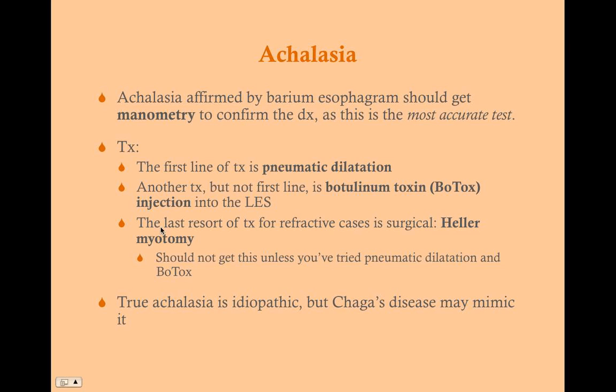The last resort, if pneumatic dilatation or Botox don't work, is a surgical technique known as a Heller myotomy, and that's where the muscle is actually cut. But we prefer not to use that because of the reflux that can come from that. So you can go the opposite way where you're getting reflux rather than not getting anything down. So the Heller myotomy shouldn't be done unless you've tried pneumatic dilatation and Botox. But the first line of therapy is pneumatic dilatation.